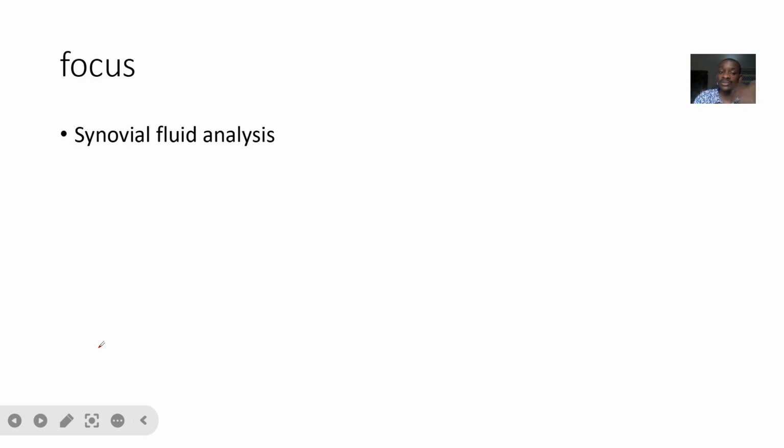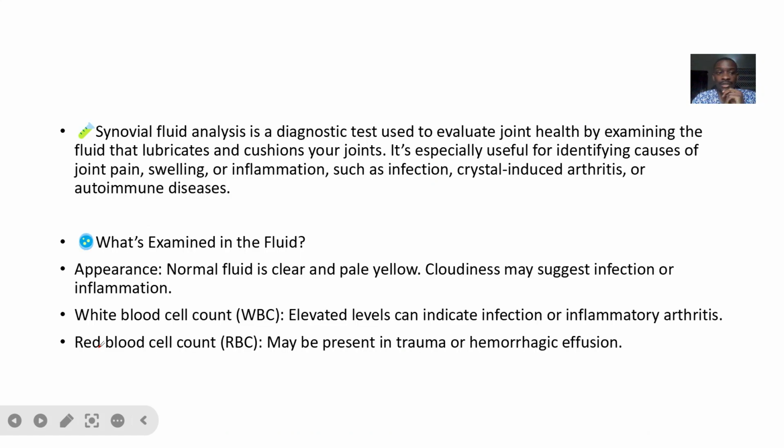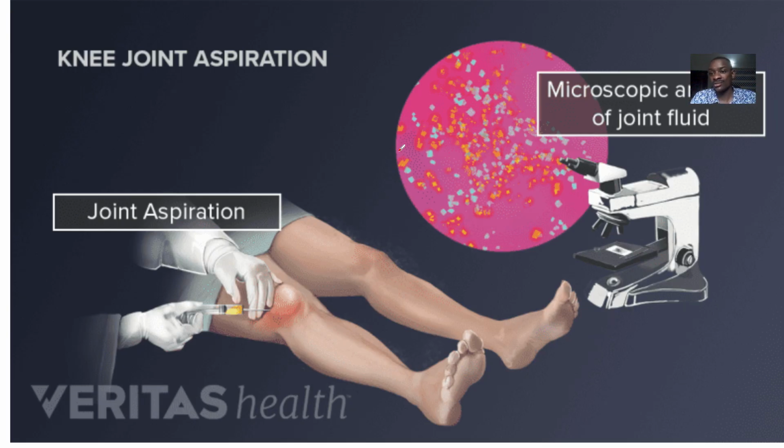Okay. So synovial fluid analysis, it can help you pick a lot of things which we'll be listing out in this lecture. So this is how it looks like. Directly they have to actually put a needle right there, draw some synovial fluid, send it to the lab for analysis. So synovial fluid analysis, that is a diagnostic test, is used to evaluate joint health. You want to examine the fluid that is lubricating the joint, the fluid that is cushioning the joint. Of course, if you examine the fluid, it can help you pick up maybe some microorganisms and all those.